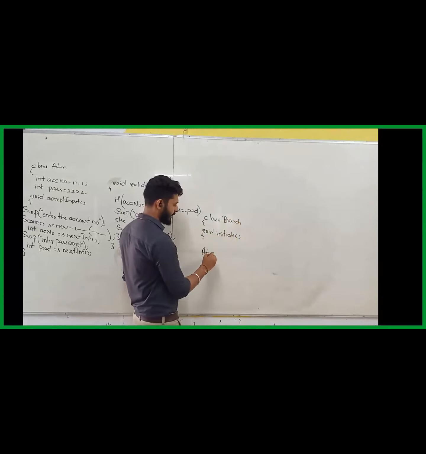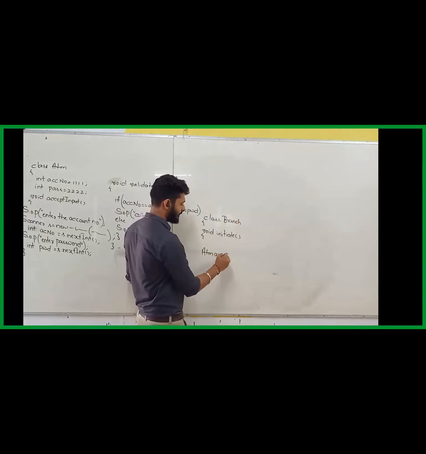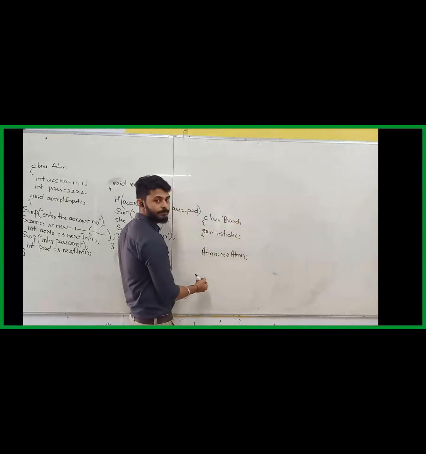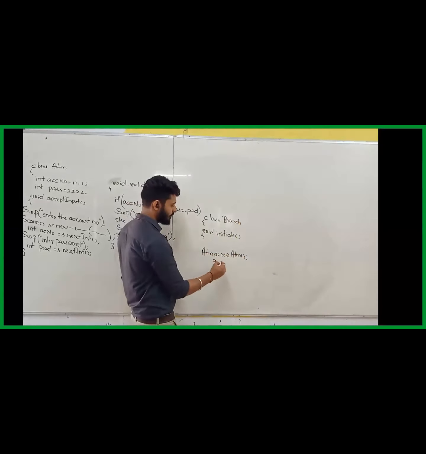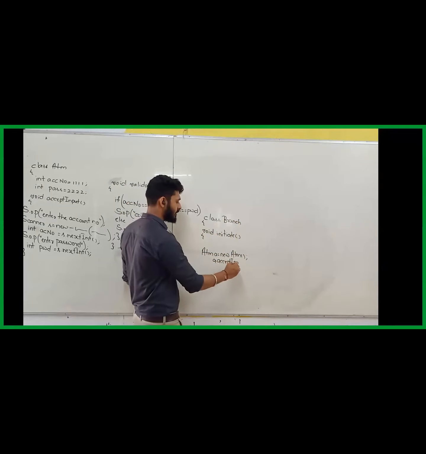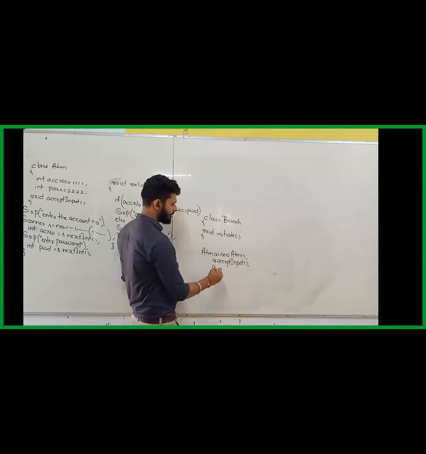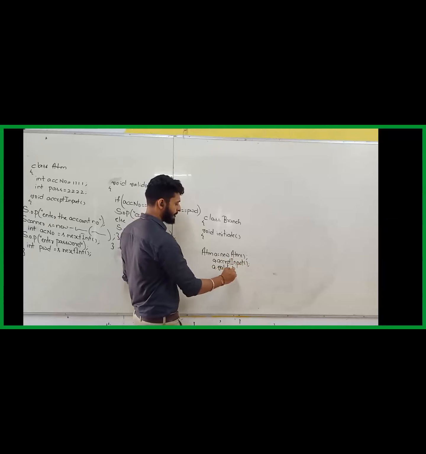Here, what I'll say? ATM type A equals new ATM. Yes. And then what? A dot. You are able to see the methods also. Still, you are struggling to answer. A dot validate. Yes.